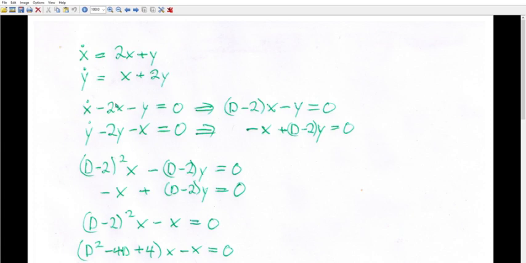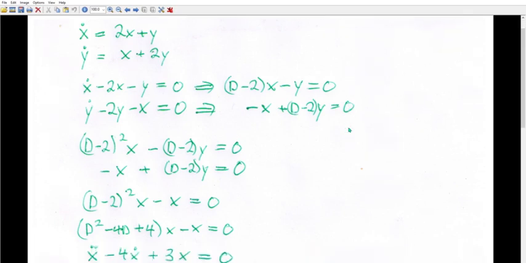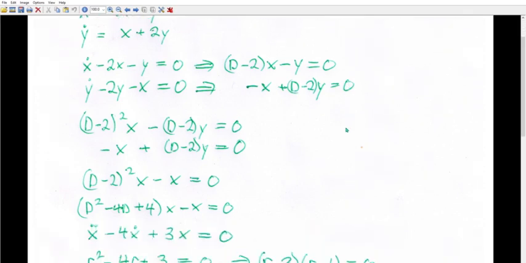We move everything onto the left-hand side, and then we write things in terms of operators. x dot is D, minus 2x is the minus 2, so D minus 2 acting on x is the same as x dot minus 2x. We have our minus y. We do the same thing with the other equation, where we get y dot minus 2y minus x equals 0. We put the minus x with the x terms, and then y dot minus 2y is D minus 2 acting on y equals 0.